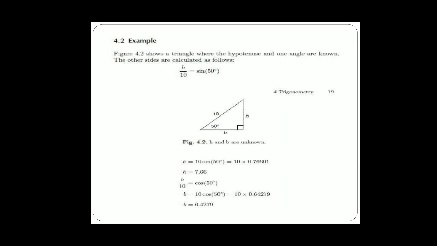Likewise with cos, if I take cos, b is equal to 10 into cos 50, which means 10 into 0.64279, so b is equal to 6.4279, which is the answer they have calculated. This is the normal calculation which we do.